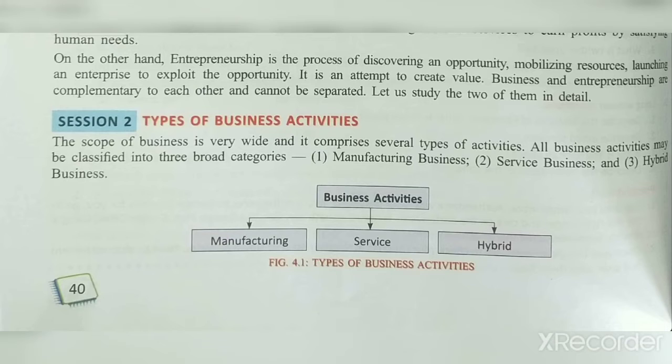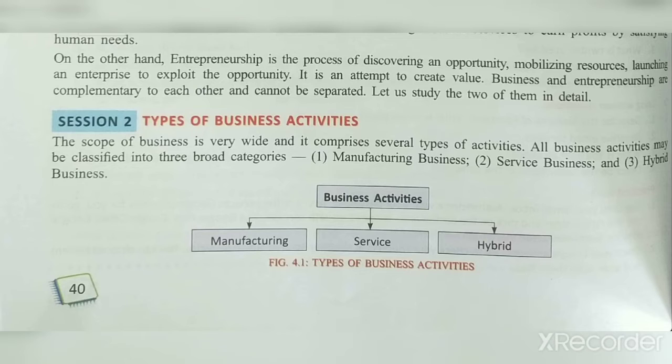In business activity, as we discussed in the last class, from the profit point of view, entrepreneurship and mainly the skills included in it are directly proportional to the prosperity of the business, the prosperity of the company, right? In business activities, we have mainly three types: manufacturing, service, and hybrid. First we'll go for manufacturing.